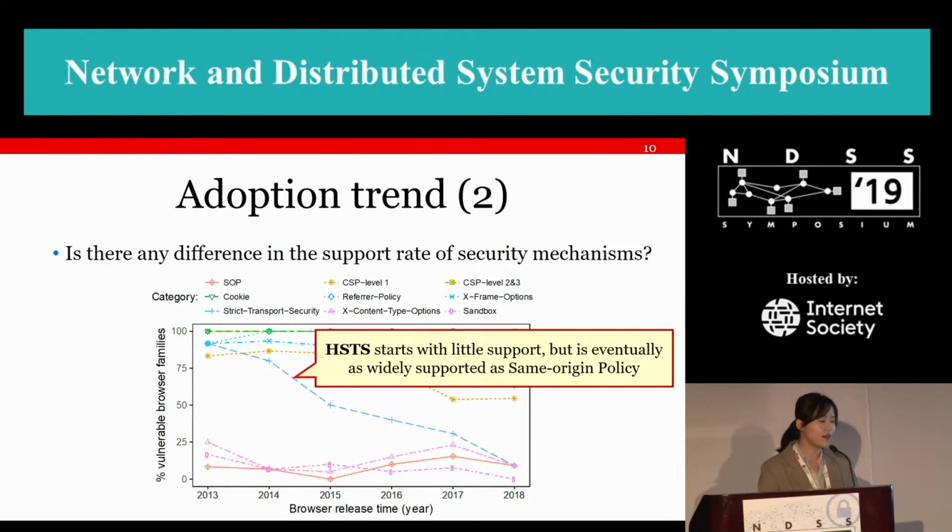Another interesting finding is that HSTS, the strict transport security header, starts with little support, but is eventually as widely supported as the same origin policy. So we believe this change is because of the general push from browser vendors towards an HTTPS-by-default web, and the gravity of SSL stripping-like attacks that HSTS can defend against.